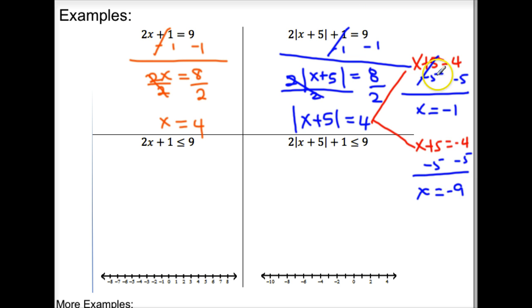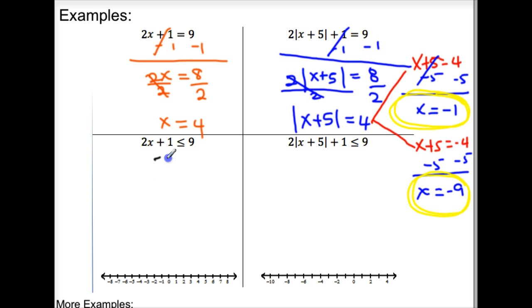So these are my two answer choices. X can be negative 1 or X can be minus 9. You have to remember to get rid of anything that's by my absolute value sign. Now let's look at a simple inequality.